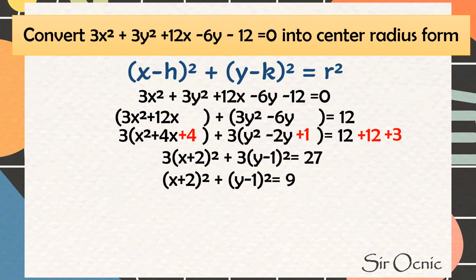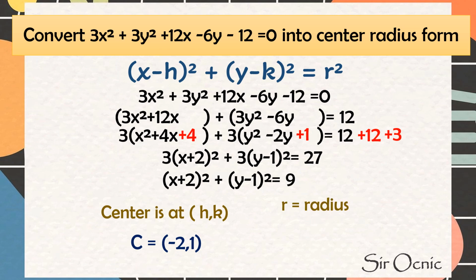We may now identify the coordinates of the center of the circle by identifying the values of h and k on the standard form. The center of the circle is at negative 2, positive 1. Let us now identify the length of the radius. From the equation, we know that r squared is equal to 9. Therefore, r is equal to positive 3.